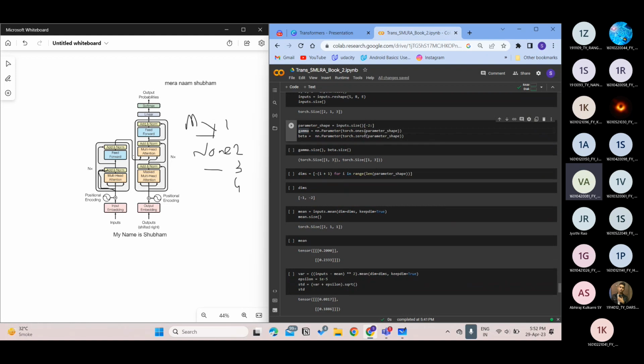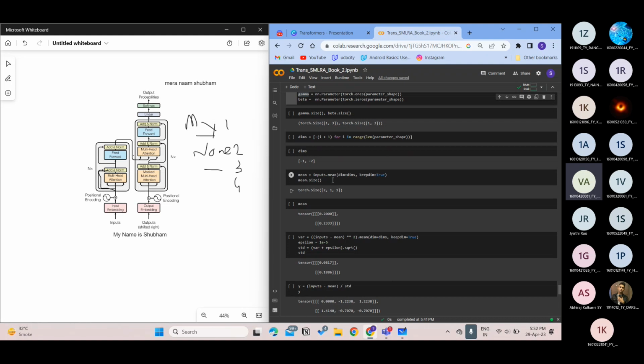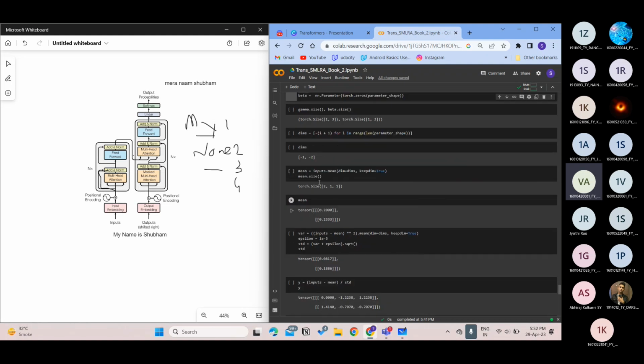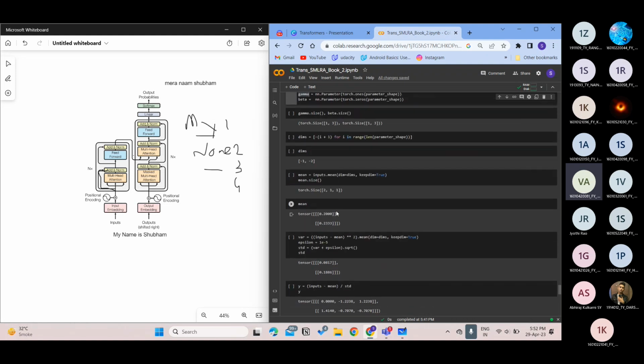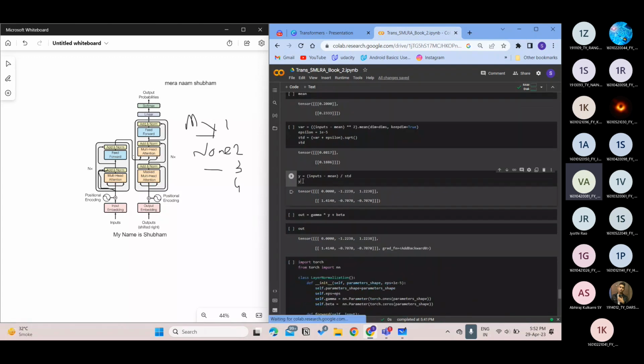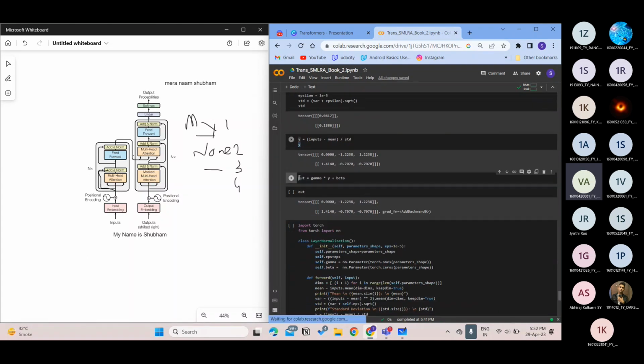So gamma and beta are ones and zeros, which have been made, and then we calculated the mean of the whole x that was given to it, and the standard deviation of everything, and we subtracted and found out y. After finding out y, we found this out. This out was gamma into y plus beta, and then we got this out as output. So this was the add and normalization parameter.